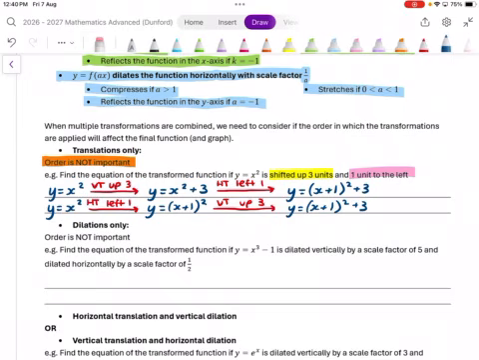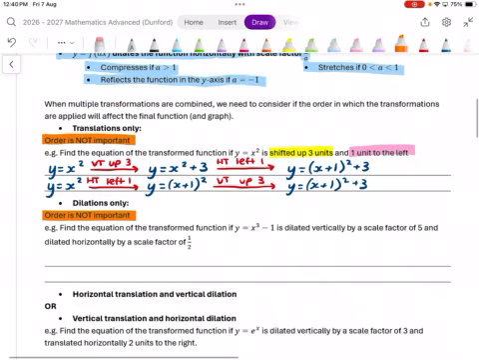Next we have dilations only. So for dilations only, the order is not important. So we want to find the equation this time of the transformed function if y equals x cubed minus 1 is dilated vertically by a scale factor of 5 and dilated horizontally by a scale factor of 1/2.